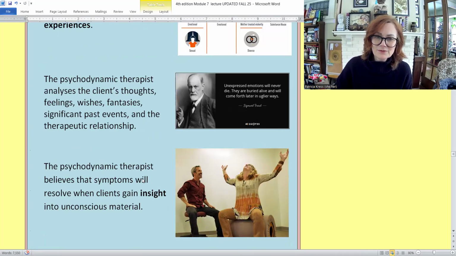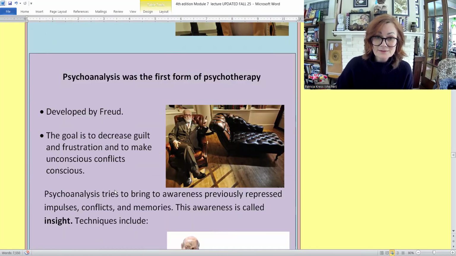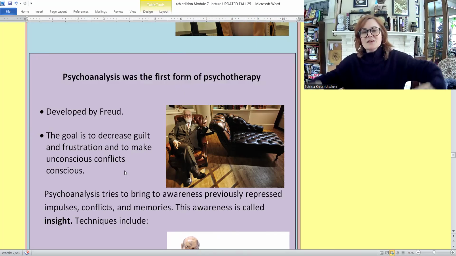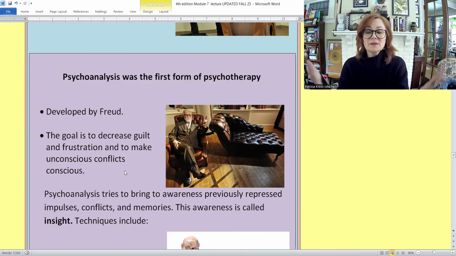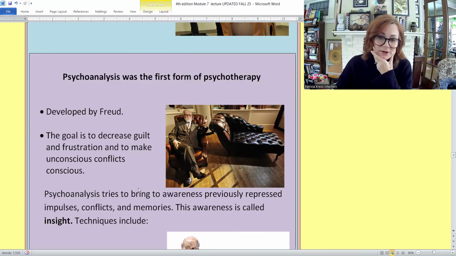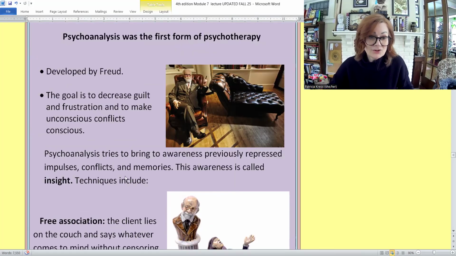So the first form of psychotherapy was Freud's psychoanalysis, right? And the goal here is to help people feel less guilty and frustrated and to make unconscious conflicts conscious, right? So pulling up the stuff that's dwelling in the unconscious mind so that the person can consciously acknowledge it and therefore heal. Okay, so bringing to awareness previously repressed, which means unconscious, impulses, conflicts, and memories. That awareness is called insight, right? Once you realize, oh, this is why I'm this way, that's insight. So sometimes this is called insight therapy, right?